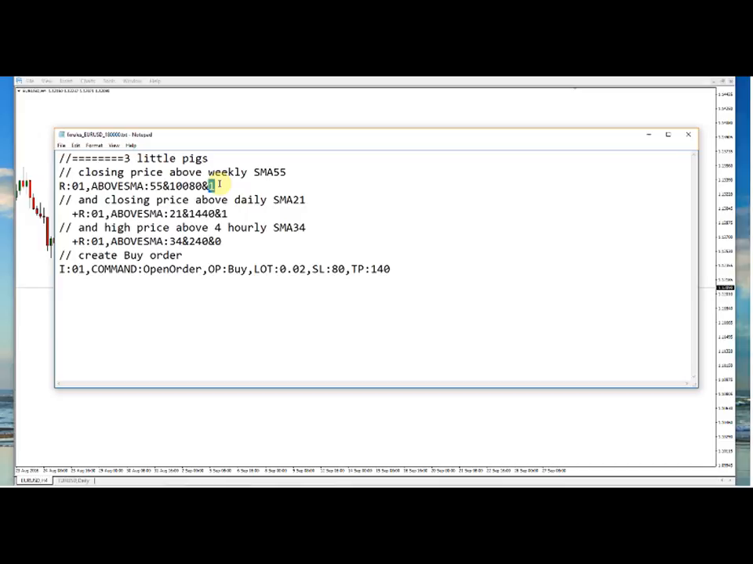If all of that is true, then we issue, as our one and only instruction, a command. Every instruction has a command. Open order. We want the operation, or op, to be buy. We've decided on a lot size, in this case 2 micro lots, and we've decided on a stop loss size and a take profit size. That's part of your trading plan. And that's it.